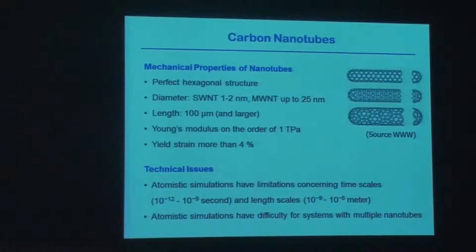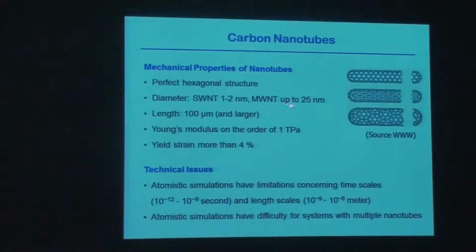From a physical description perspective, single-wall nanotubes normally have 1 to 2 nanometer diameter, whereas multi-wall nanotubes go up to 25 nanometers. Their length can be 100 micrometers or even larger. Young's modulus, generally it's agreed, is on the order of 1 terapascal. And these materials can undergo about 4% or more strain.